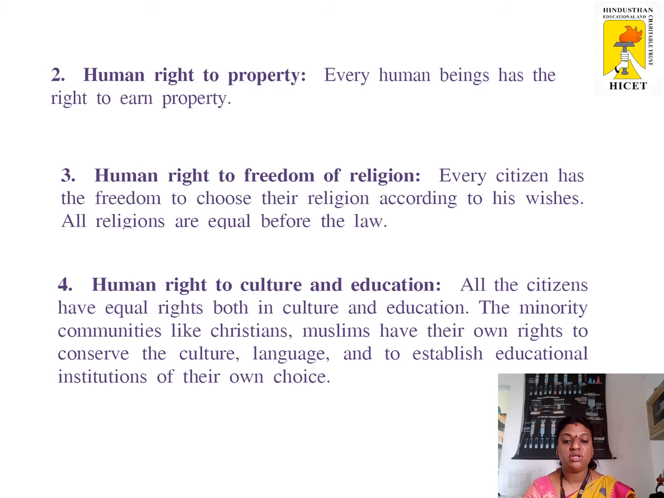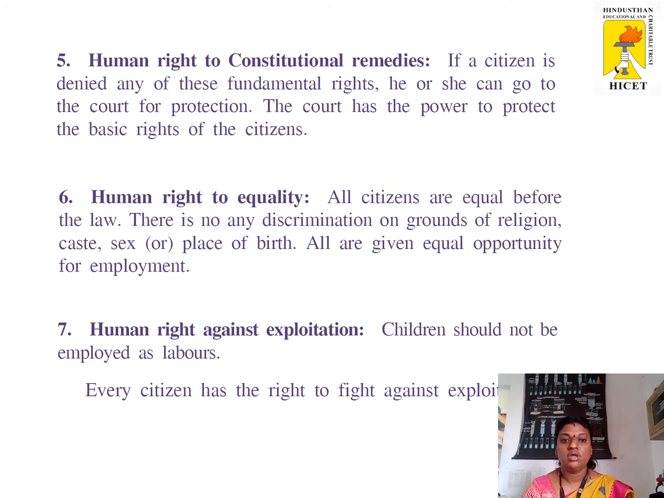Fourth one, human rights to culture and education. All the citizens have equal rights both in culture and education. The minority communities like Christians and Muslims have their own rights to conserve their culture and language and to establish educational institutions of their own choice. Fifth one, human rights to constitutional remedies. If a citizen is denied any of these fundamental rights, he or she can go to the court for protection. The court has the power to protect the basic rights of citizens.